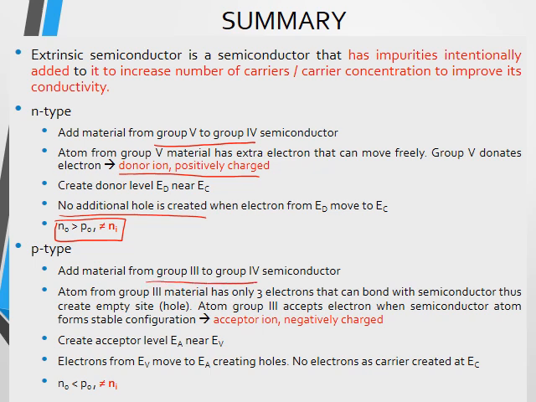Atoms from group 3 material have only 3 electrons that can bond with semiconductor, thus create empty sites or holes. For the semiconductor to form a stable configuration, atoms from group 3 accept electrons. Thus, they are called acceptor ions, which are negatively charged. Acceptor dopant creates acceptor level Ea near Ev. At room temperature, electrons from Ev move to Ea, creating holes. However, no electrons as carriers are created at Ec. Thus, n node is smaller than p node.